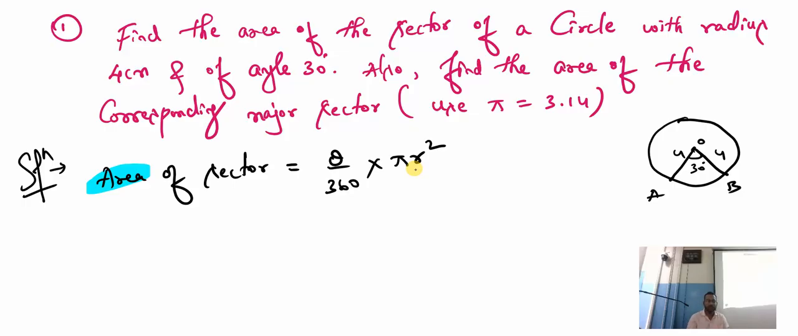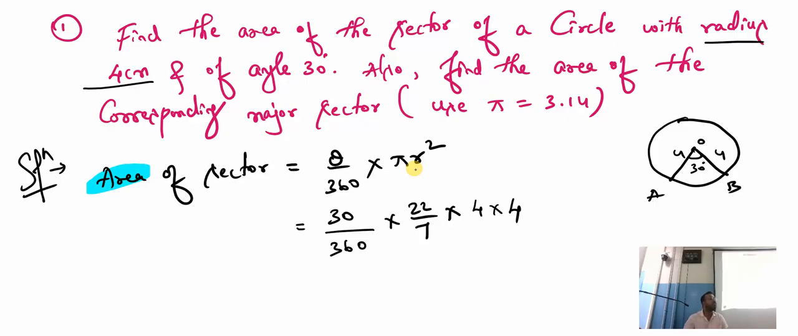What is theta here, the angle? 30 degree. 30 divided by 360 into, as of now, wait, let me take 22/7. Let's see. Pi 22/7, r square, r is 4, 4 into 4. Correct, no? The radius they have given us is 4 centimeter, right? Yes, sir. Done? Look at here.